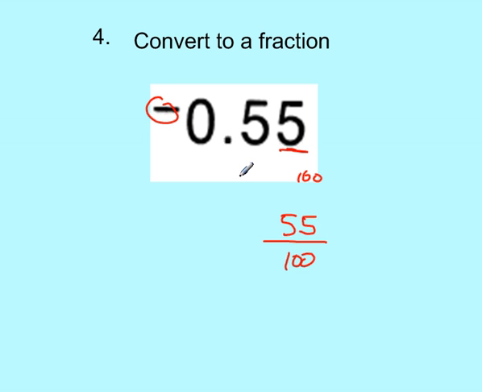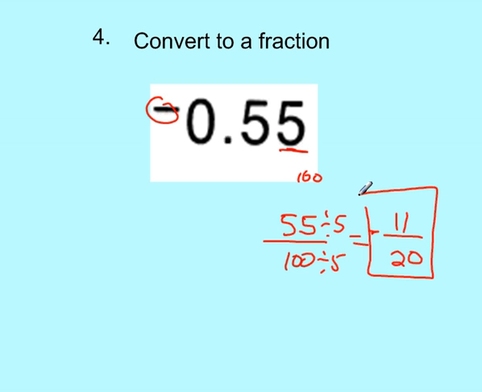Okay? Now, we try to simplify our fraction. 55 and 100 both share 5 as a common factor. So if I divide by 5, 55 divided by 5 gives me 11. 100 divided by 5 is 20. Now 11 and 20 don't share any common factors because 11 is prime, not a factor of 20. Okay? So we put a negative sign on, and our answer is negative 11/20.